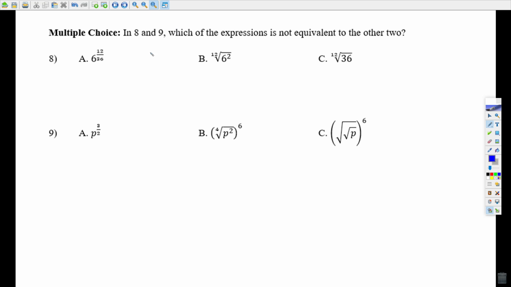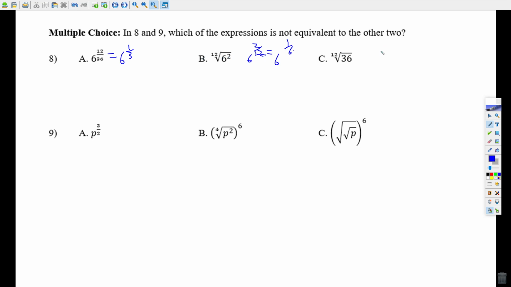Let me look at number 8 here. In 8, which of the following expressions is not equivalent to the other two? So you're just going to simplify each one of these. I don't think that one's too bad. This would be 6 to the, what's 12 over 36? Is that 1/3? Yeah. This would be 6 to the 2/12, which would be 6 to the 1/6. Divide them both by 2.